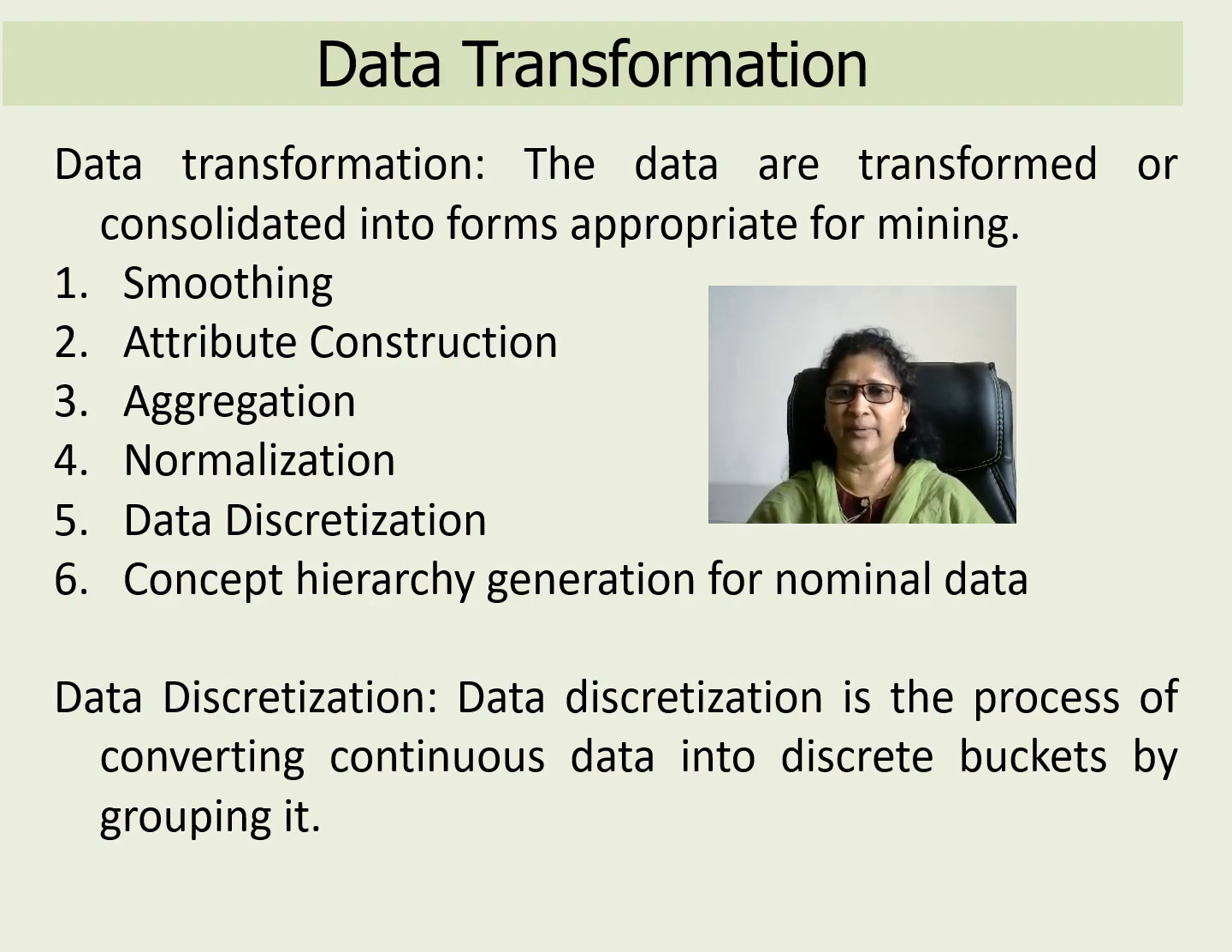We'll be learning how this is done. There are 6 ways to do data transformation. First one is smoothing. In smoothing, it works to remove the noise from data that we just learned. We learned how binning is used for data smoothing. The smoothing includes a variety of techniques. One of them is binning.